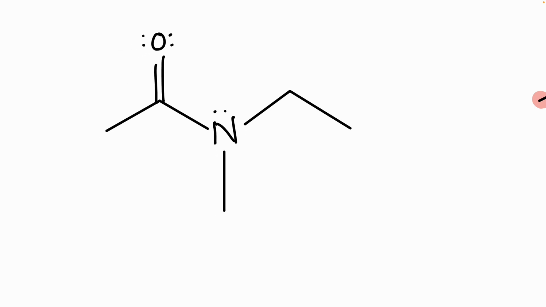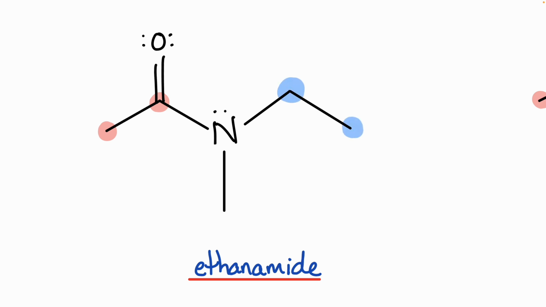All right, so I have these two carbons in my parent chain. So my parent chain here is going to be that ethanamide. But now I've got these two substituents on here, these two amide substituents. One of them's an ethyl group, and one of them's a methyl group.